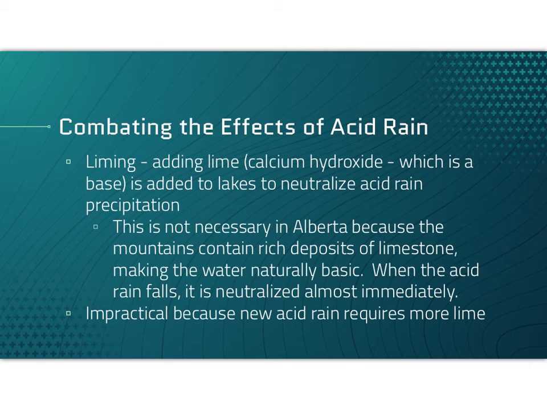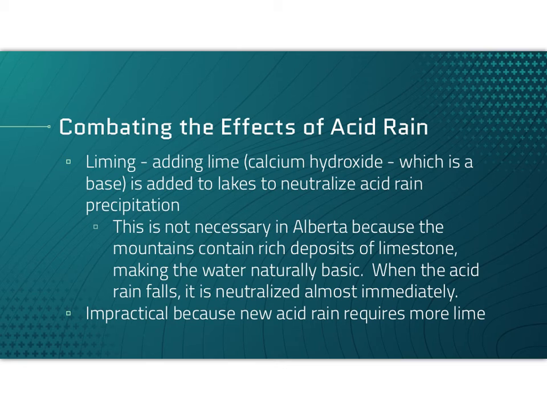Another way that we can do this, neutralization but on a bigger scale, is liming. Adding lime, which is calcium hydroxide, to lakes neutralizes the effects of acid rain. It's not really necessary in Alberta because the mountains contain so much limestone, which helps to neutralize on its own. When the acid rain falls, it's neutralized almost immediately.